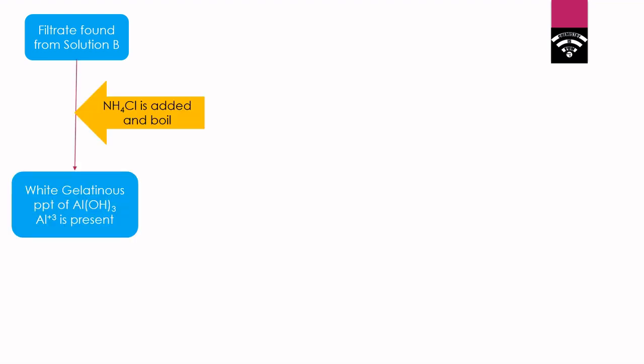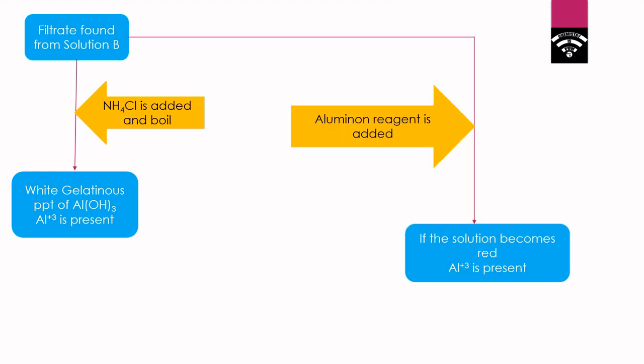Now for the confirmatory test of aluminum, we take the filtrate from solution B, add ammonium chloride to it and boil it. We find a white gelatinous precipitate of aluminum hydroxide. So we can conclude that aluminum+3 ion is present in the solution. Or some labs will use aluminon reagent. If aluminon reagent is added to the solution and if aluminum+3 is present, the solution becomes red in color, and we can conclude that aluminum+3 is present. So this is basically the separation and analysis of the group 3A cations only.